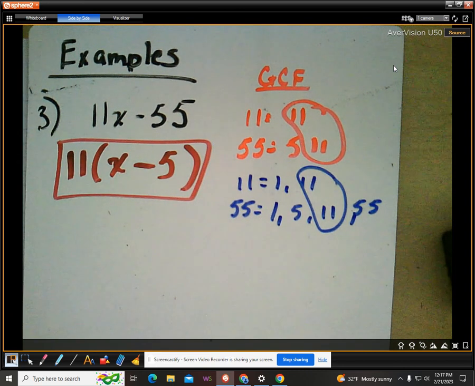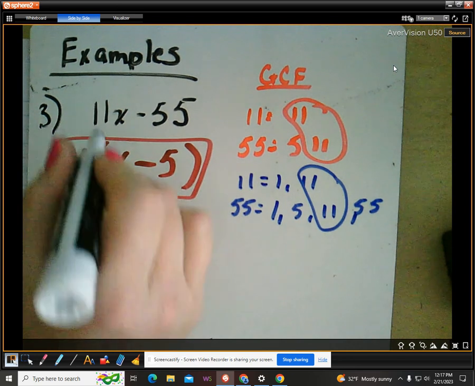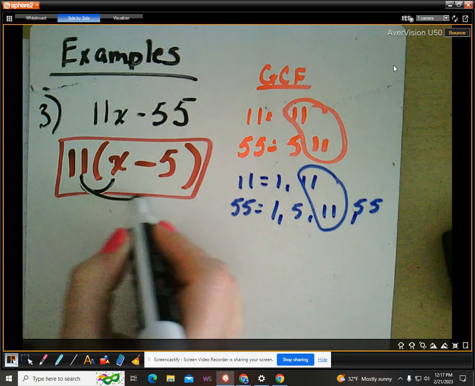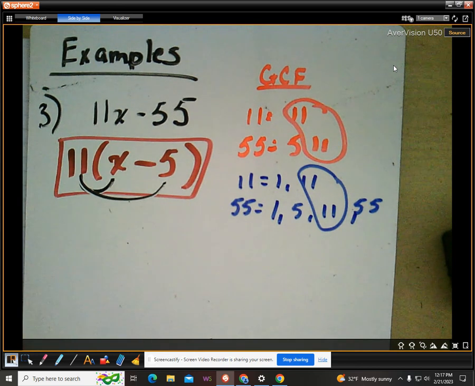Again, you can check yourself mentally without having to write anything down. 11 times x would give us 11x. 11 times 5 would give us 55. So you have to be right.